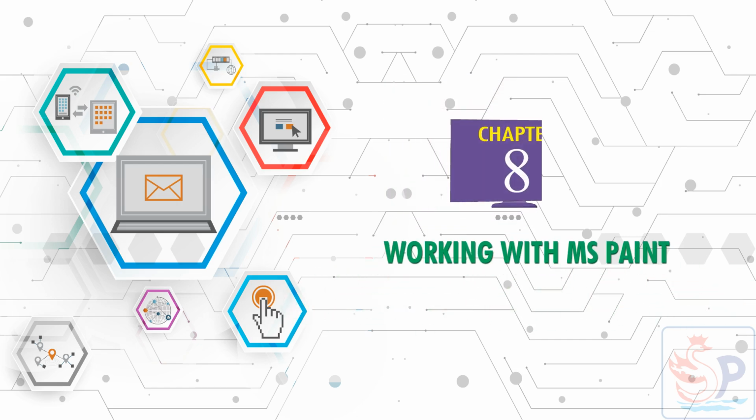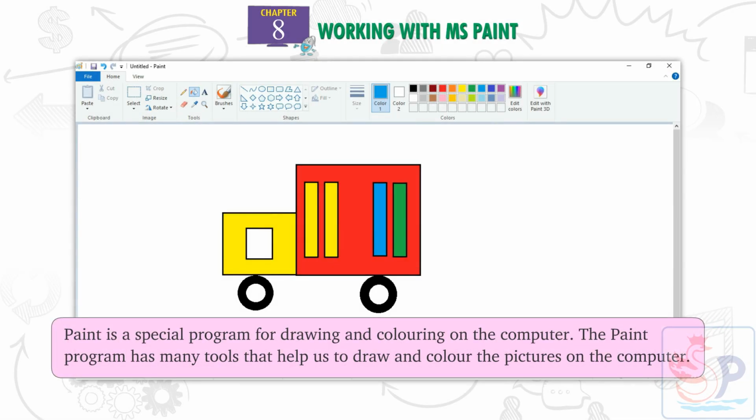Chapter 8. Working with MS Paint. Paint is a special program for drawing and coloring on the computer. The Paint program has many tools that help us to draw and color the pictures on the computer.